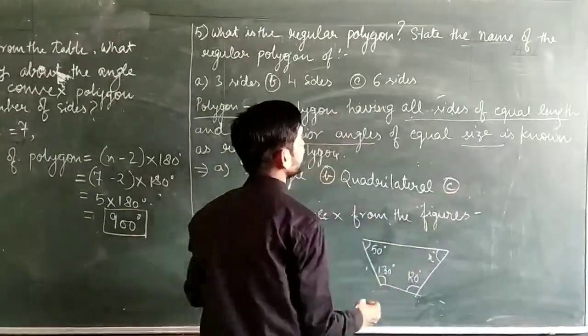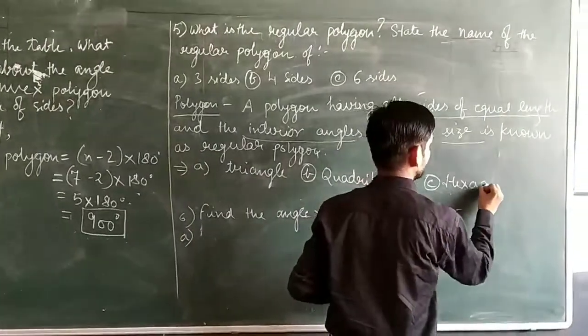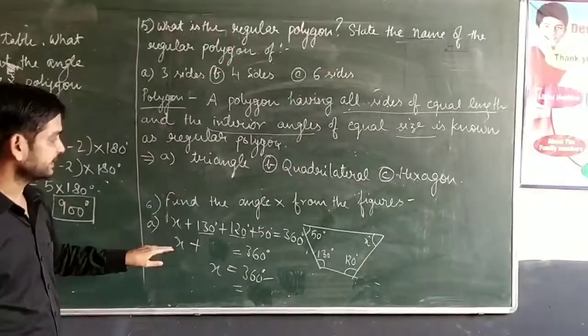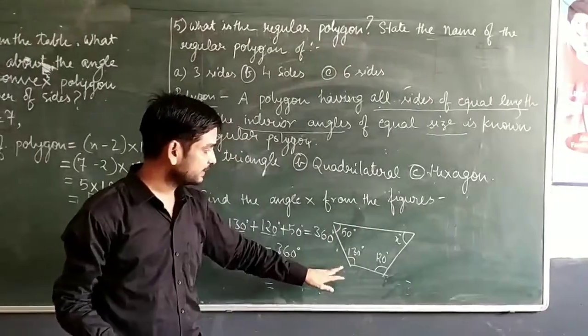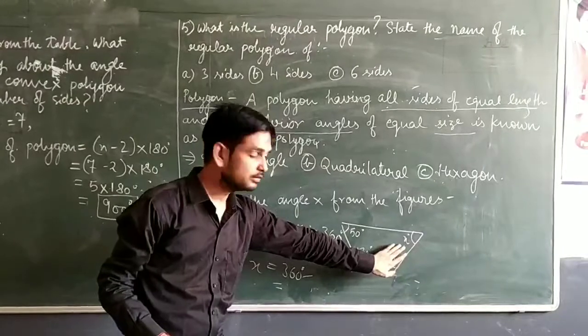And what is the value of C part? 6 sides. 6 sides is called hexagon. Let's move on. Let's see question number 6. Find the angle x from the figure. You can see this is the figure, and you have to find out the value of x from here.